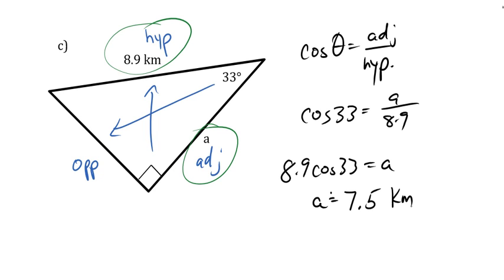And everybody okay? Yes? So you just type 8.9 times cos 33 equals.